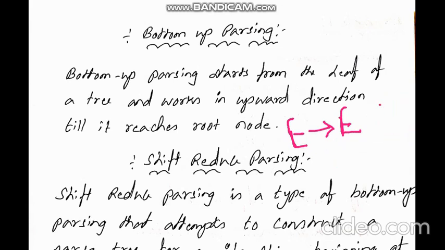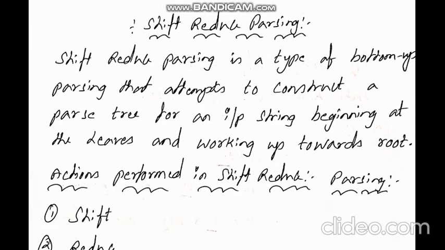The first algorithm we are going to see here is shift reduce parsing, right? Let me tell you what shift reduce parsing is. It is a technique used in bottom-up parsing which constructs a parse tree for any given input string, right? Again, it starts with the leaves and always works toward the root, right?